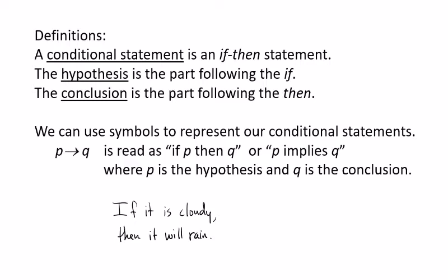A conditional statement in itself is an if-then statement. Sometimes you won't necessarily see the if and the then, but it's a statement that has a premise and then a conclusion or result. The premise is what we call the hypothesis. That's the if part of the conditional statement. The hypothesis is the part following the if, and the conclusion is the then part of a statement, the part that follows the then.